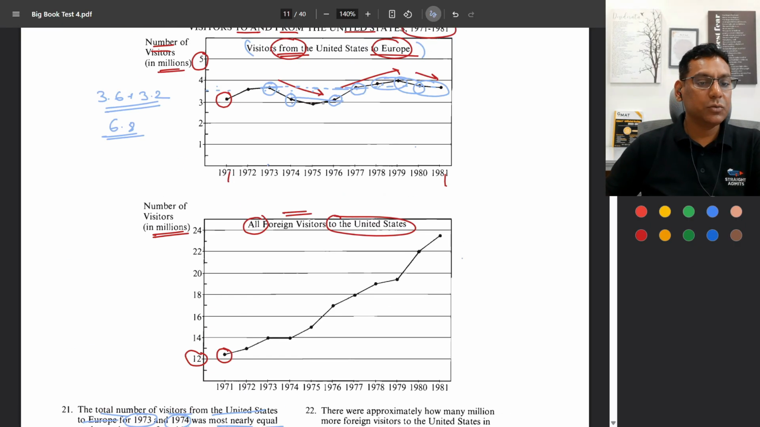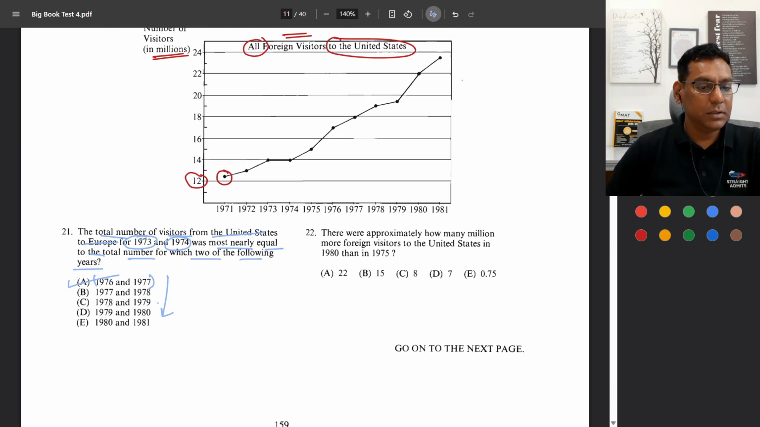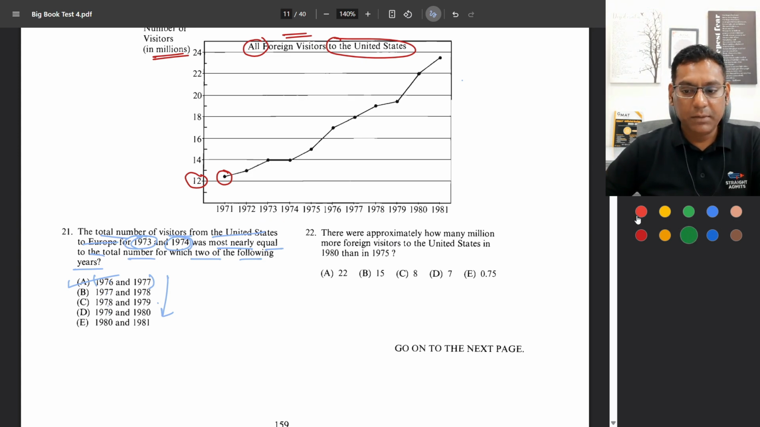You can also do it math wise. If this logic wasn't there, the ideal way would have been to add up these numbers and see which one sort of is closest to this given pair, the total of this given pair. But you didn't have to do that because of that logic.